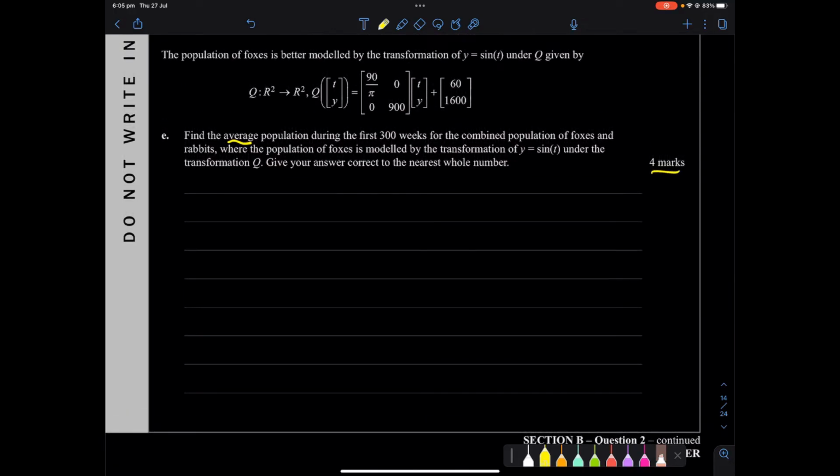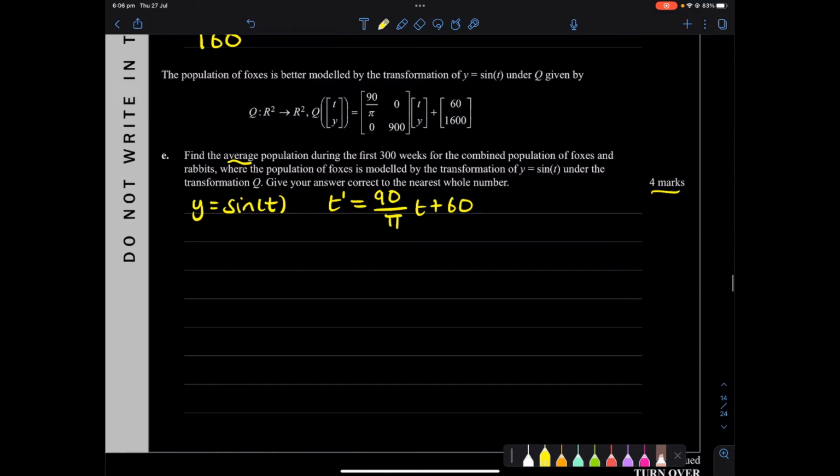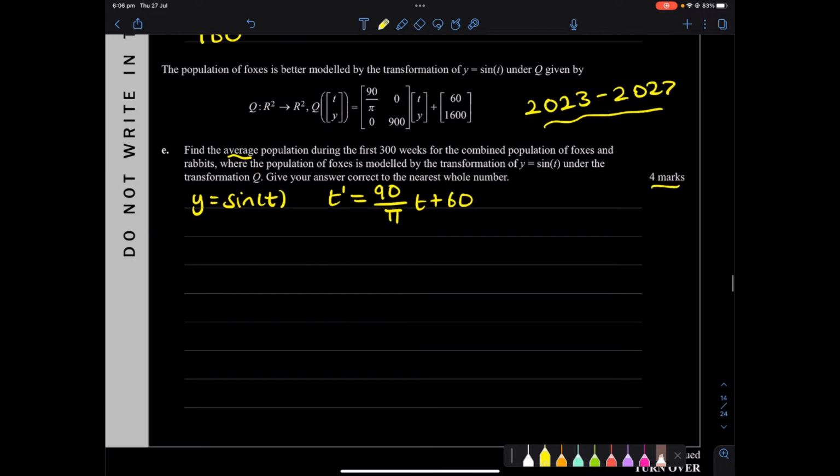Let's just start. We know that y equals sine t, and it goes through this transformation over here, which expands to t dash equals 90 pi t plus 60. By the way, this question is not in the new study design, which is from 2023, I believe, to 2027. So you don't need to know how to do this question, but it's very good to know what transformations are.